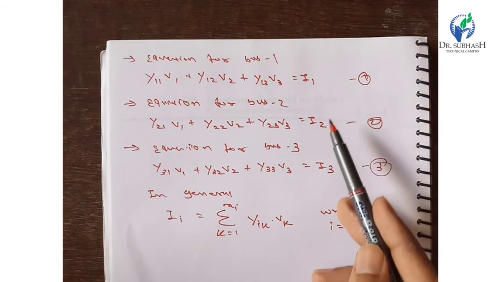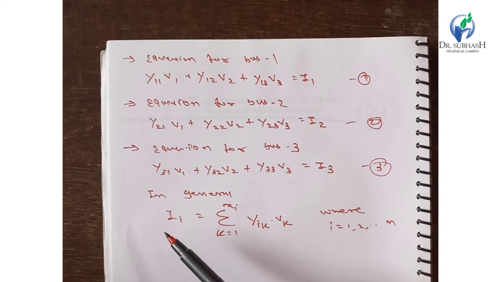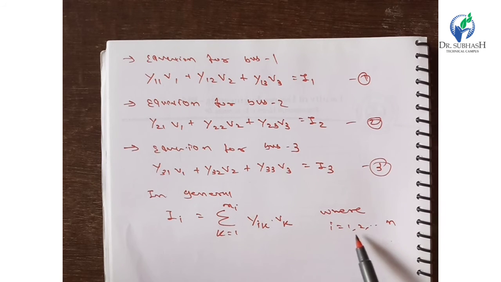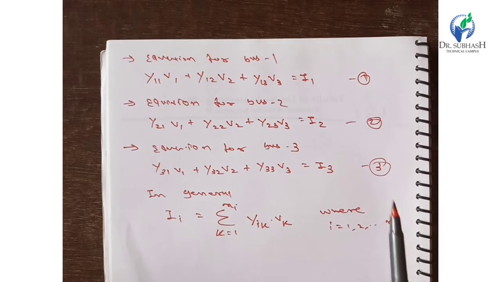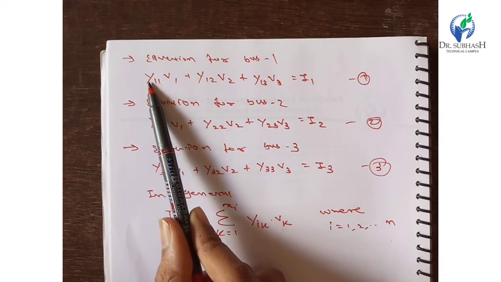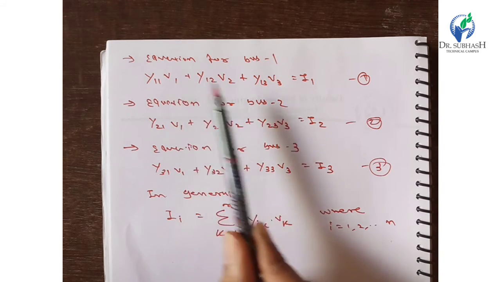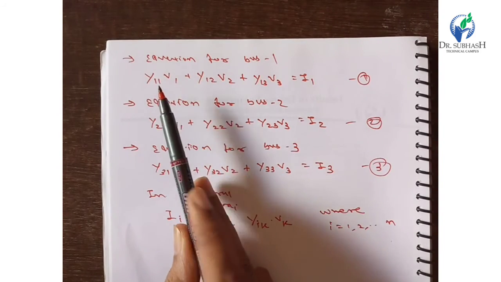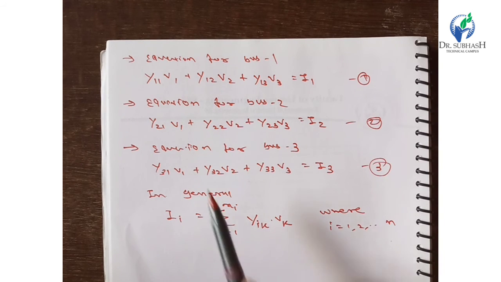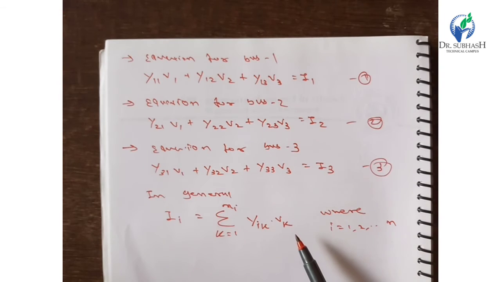It is I1, I2 and I3, so as a common form we can write I suffix i, where i is 1, 2, up to n, and all these values of Y and V form that are Y11, Y23, Y31, which is the common form of Y_ik, and V1, V2, V3, which is the common form of V_k.